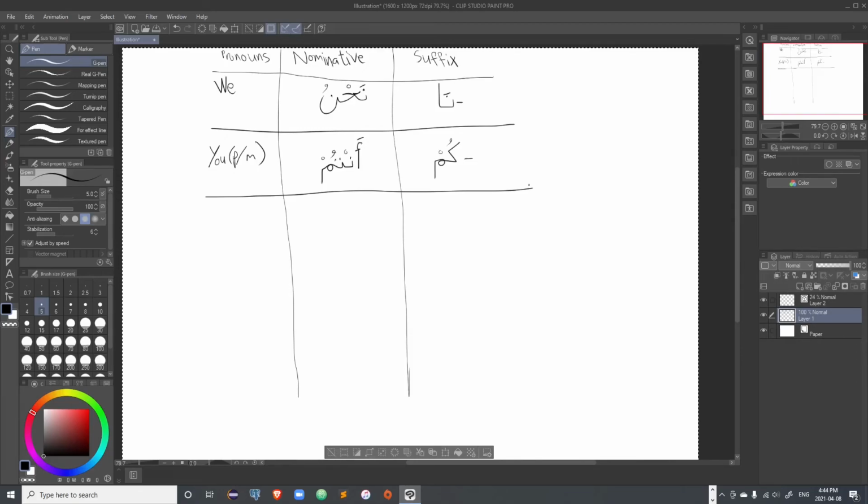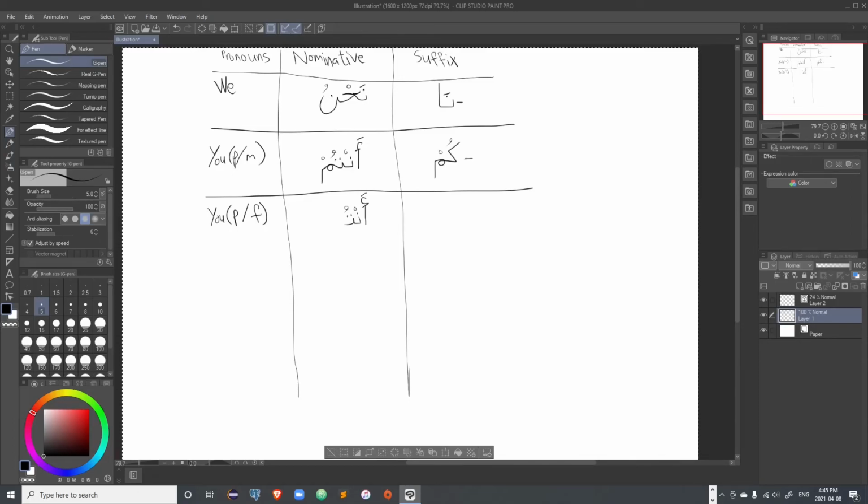Next, we move on to the you, plural, feminine. So if I am speaking to a group of women, I will not say antum. I will use antum if I am speaking to men or a group of men and women. But if it is a group of exclusively women, I will use this pronoun. Also the same 3 letters. If you have noticed, the you pronoun in Arabic shares the first 3 letters, though they differ slightly with the suffix and with the tashkil.